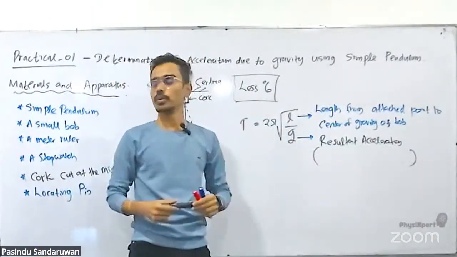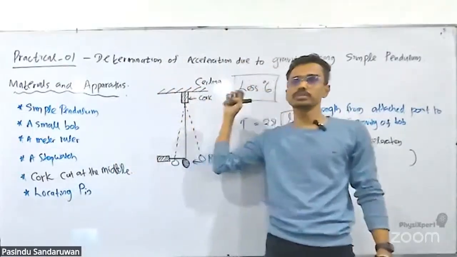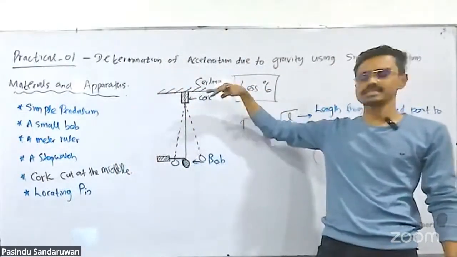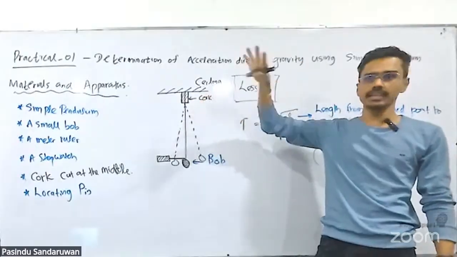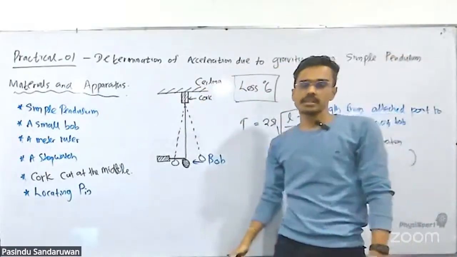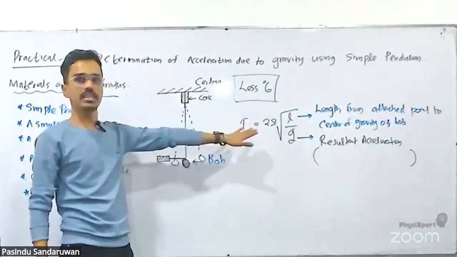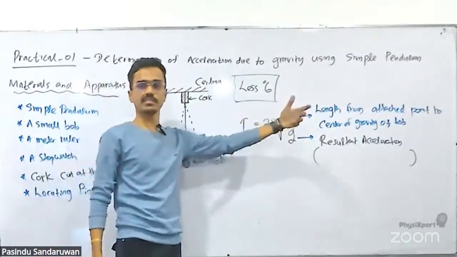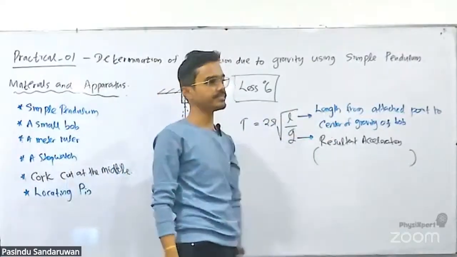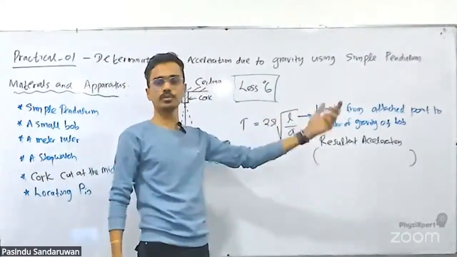Now here our system is at rest, no? This fixed point was the ceiling, or you can fix it to a stand, a fixed stand. No problem. So for our experiment we will be using G. But you have to know that G is not gravitational acceleration, it is resultant acceleration. So wherever it is applicable, you have to use the resultant acceleration.